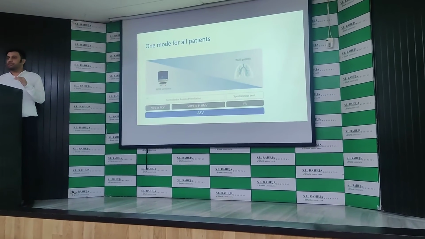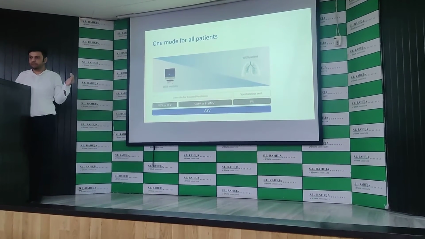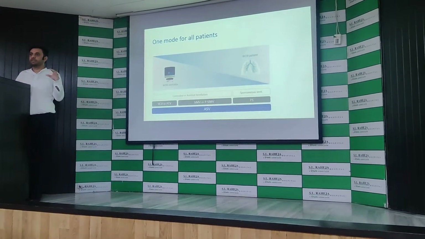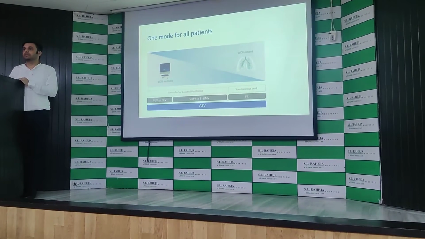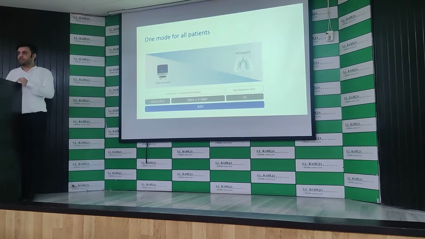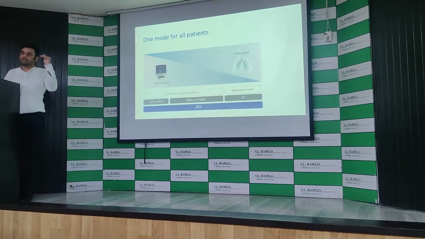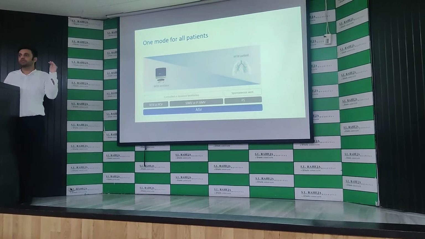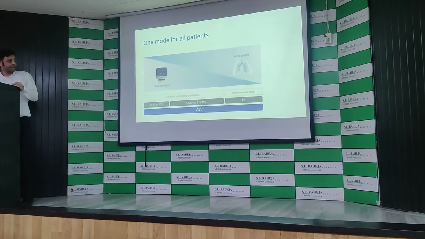And we have an ASV pressure limit in the control settings, which can be set 10 centimeters lower than the peak pressures. So whatever the peak pressures we achieve, we can set 10% lower for the ASV settings.